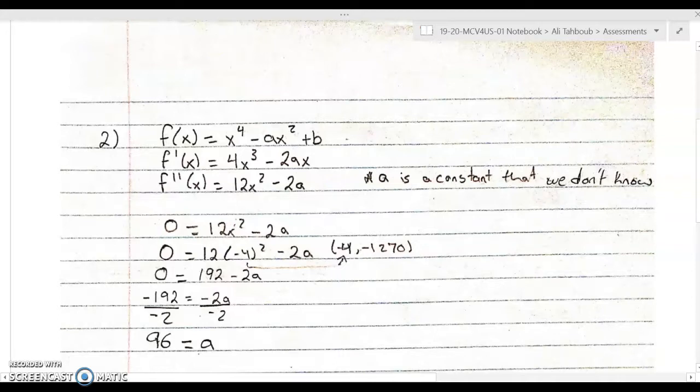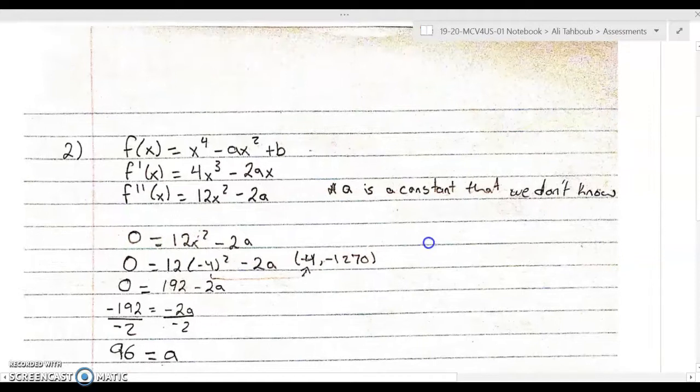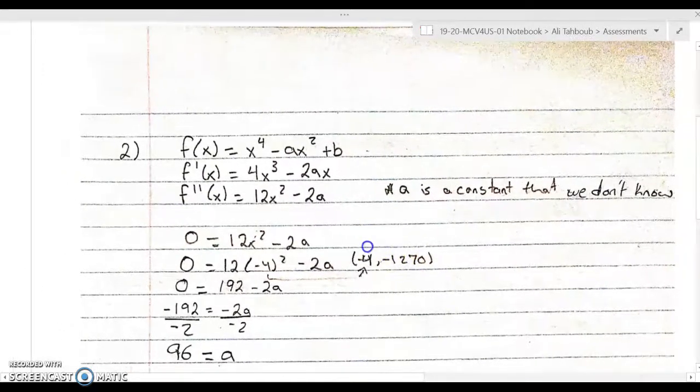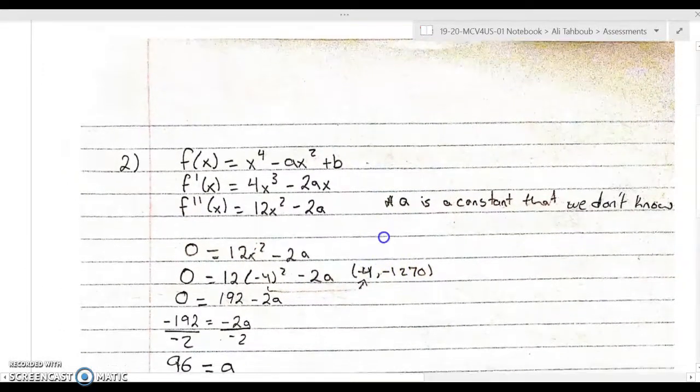Now I did all this using the power rule. I dropped the 3 down to the 4, it became a 12, and then I subtracted 1 from the degree, and it becomes a 2. Anyways, the reason that the a stays is because a is a constant that we don't know. So we can't just drop the a in the second derivative.